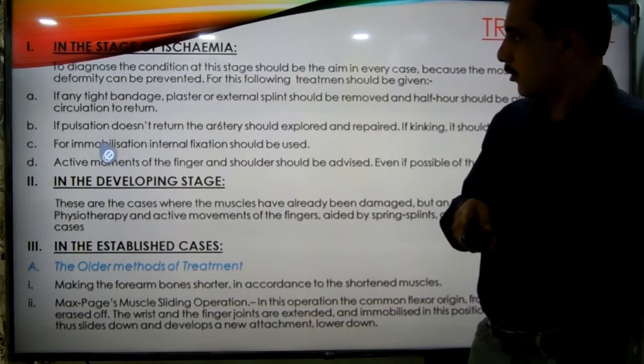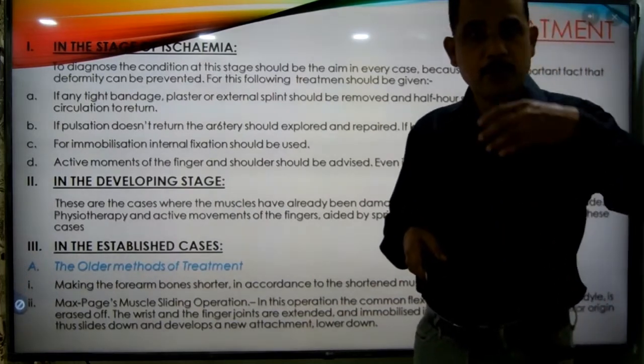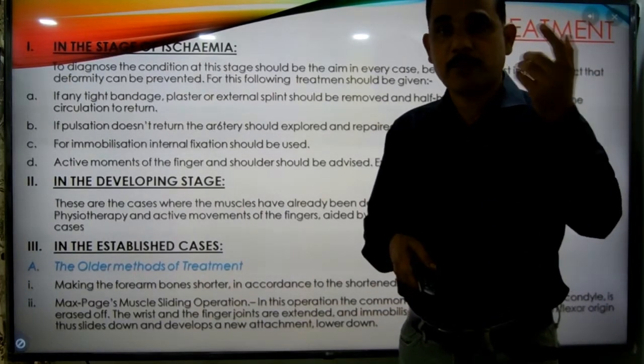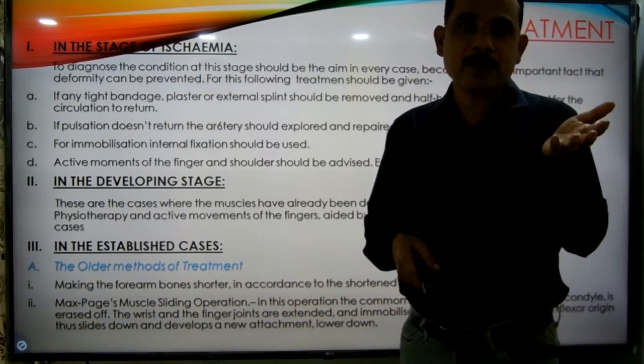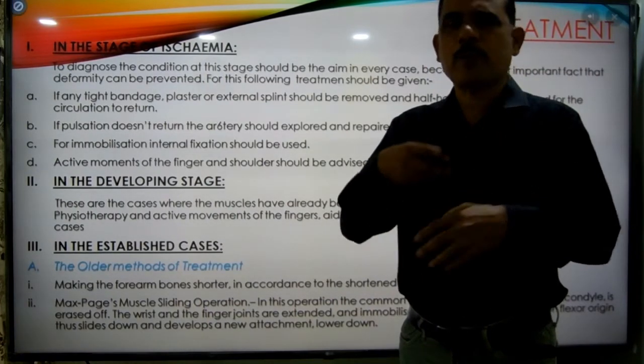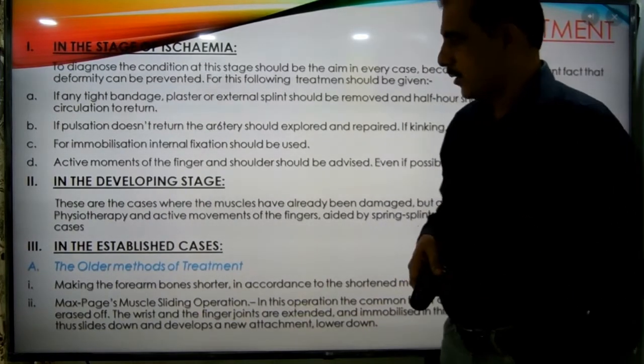After this, remove the plaster or the tight bandage, and we can immobilize with internal fixation. That is the best way to immobilize rather than the plaster. If the condition is not that severe, then you can use the plaster again; replastering can be done. But don't use a tight bandage or tight plaster there.